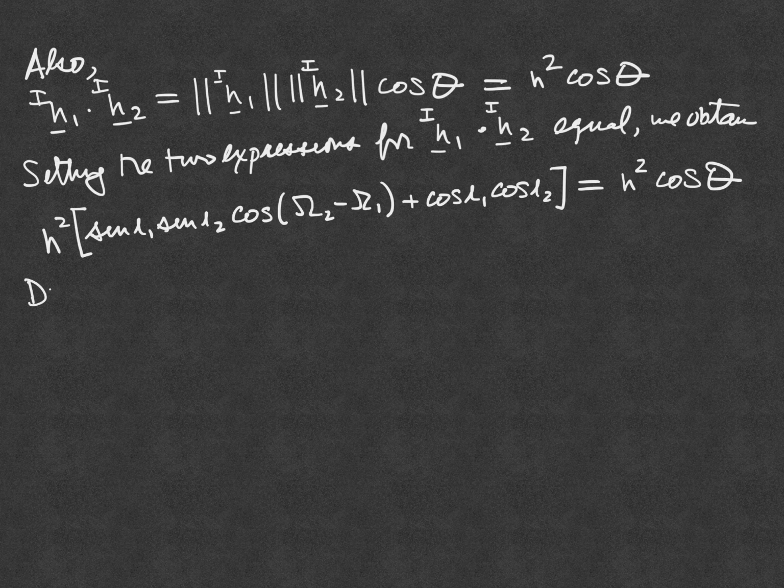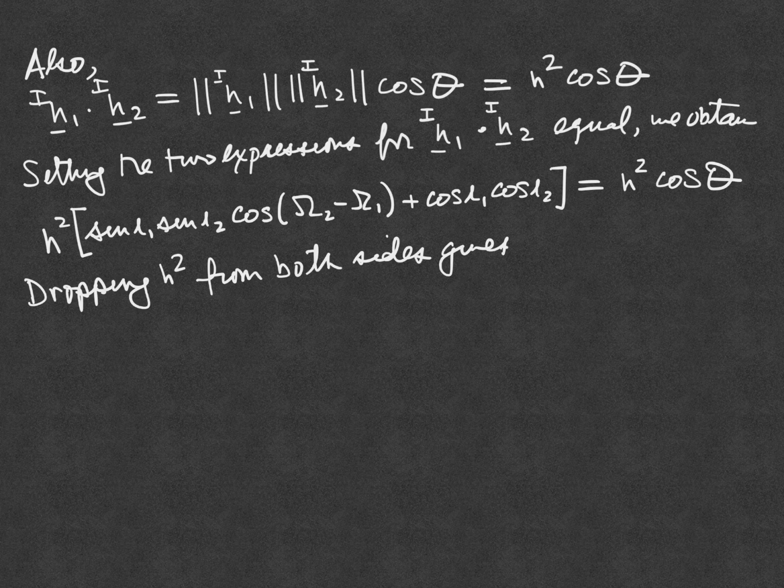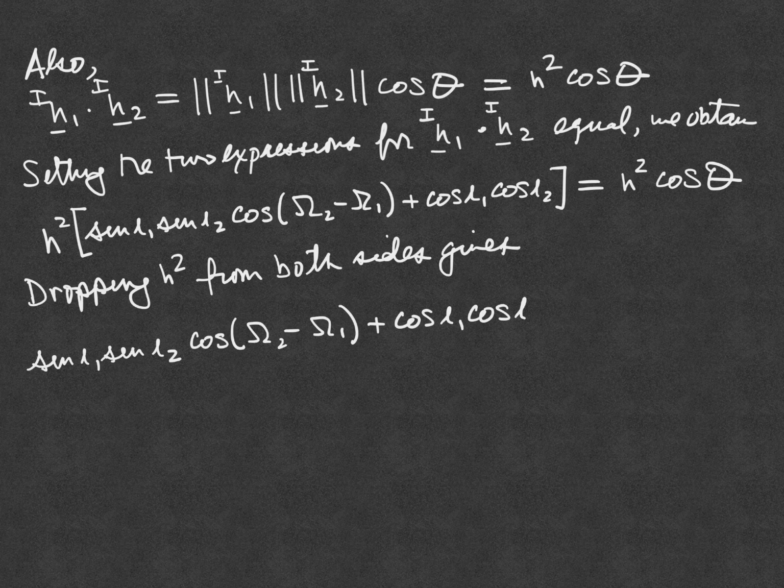So dropping h squared from both sides, we obtain the following. Sine I1 sine I2 times cosine of omega 2 minus omega 1, plus the cosine of I1 cosine of I2, is equal to the cosine of the angle theta.